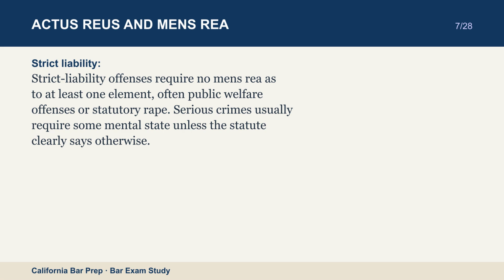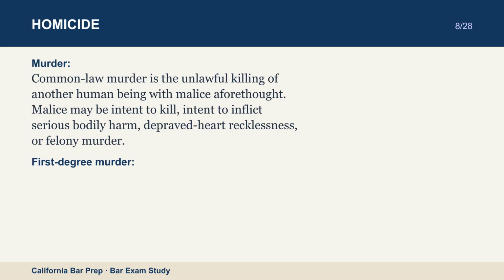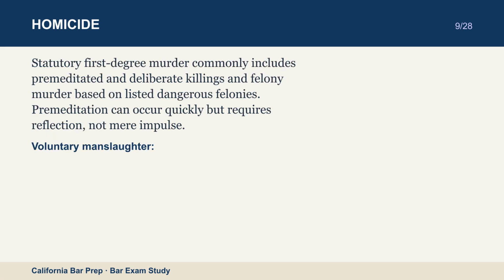Murder. Common law murder is the unlawful killing of another human being with malice aforethought. Malice may be intent to kill, intent to inflict serious bodily harm, depraved heart recklessness, or felony murder. First-degree murder. Statutory first-degree murder commonly includes premeditated and deliberate killings and felony murder based on listed dangerous felonies. Premeditation can occur quickly, but requires reflection, not mere impulse.